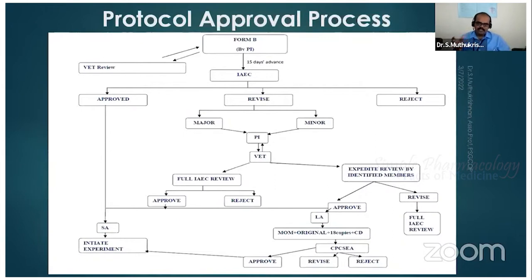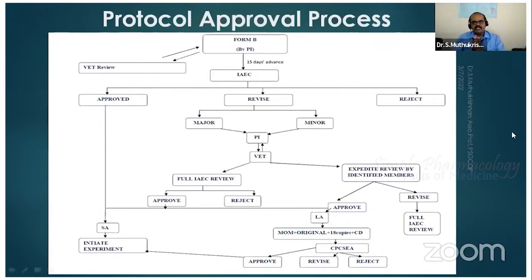You can't convince them, so they ask for revision, either major revision or minor revision. The minor revision is done by the principal investigator, discussed with the veterinarian. Then once again you have to submit to the IAEC committee. Once they are satisfied, they will give the approval and you can start the work. Otherwise, if they are still not satisfied... The third chance is that in the first submission itself, they reject it. There are only 3 chances for the smaller animals.